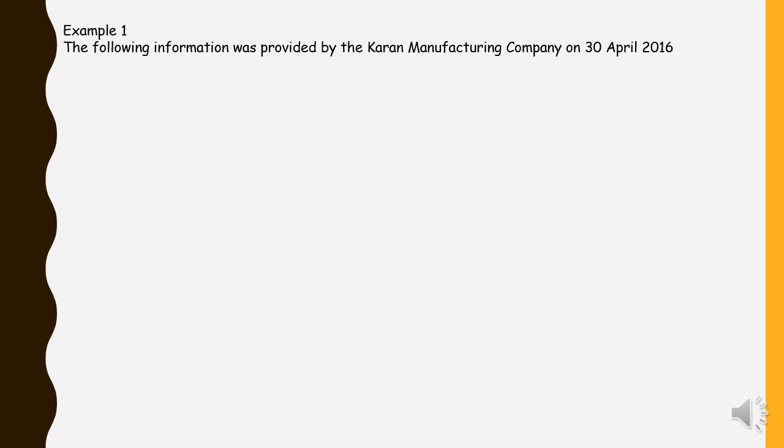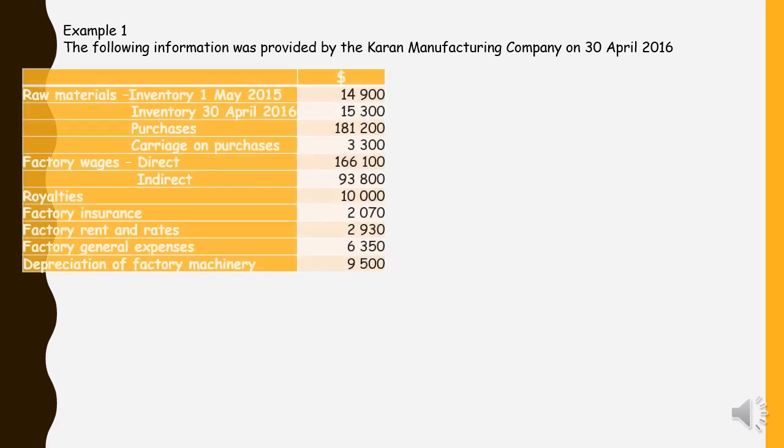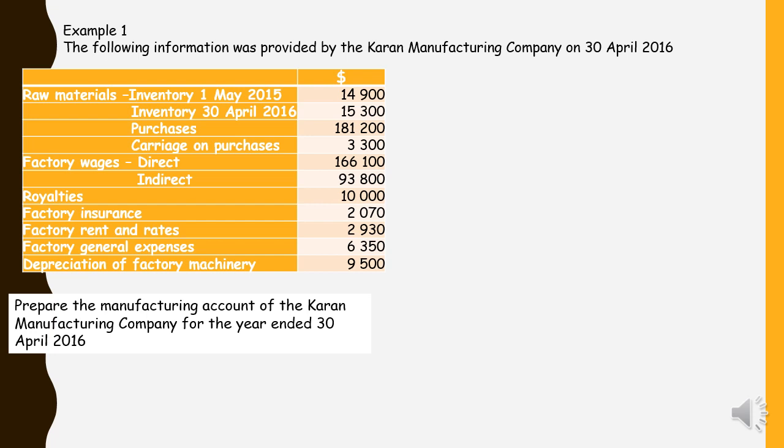Let's do one example of the manufacturing account. Example 1. The following information was provided by the current manufacturing company on the 30th April 2016. This is the information given to us. Then the question asks us to prepare the manufacturing account of the company for the year ended 30th April 2016. Before we start, we need to do some small analysis on the items given in the list. Basically we have 4 categories in the manufacturing account: direct material, direct labor, direct expenses, and factory overhead.